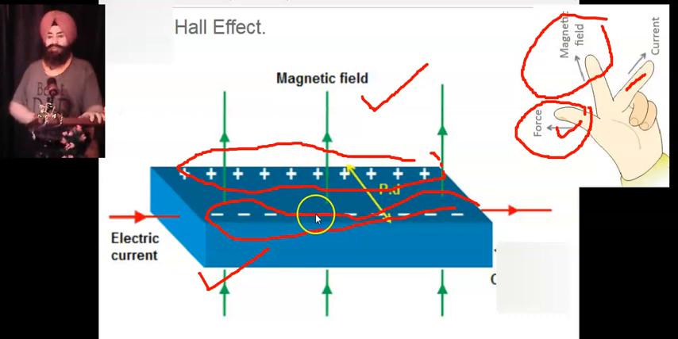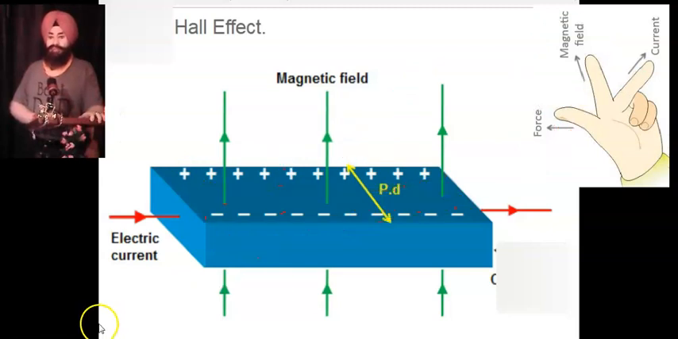And this process stops because the magnetic field continuously tries to pull the positive holes along this side. But the process stops. You know why it stops? At some moment, the magnetic force which is trying to pull the positive charge over this face becomes equal to the electric force.